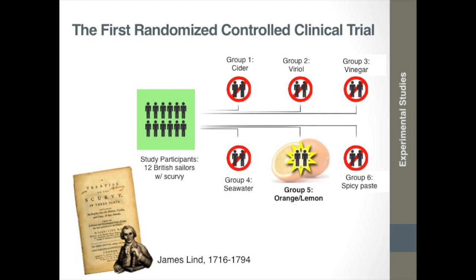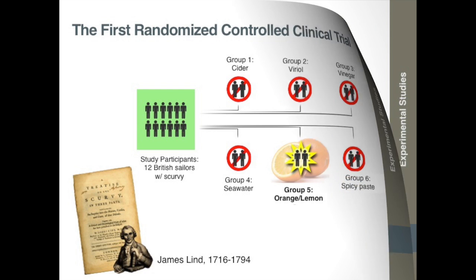James Lind was a Scottish clinician who conducted the first RCT in 1747 about the role of citrus fruits in treating scurvy. He selected 12 sailors, all suffering from scurvy, and divided them into 6 pairs, and gave them different additions to their basic diet for a period of 2 weeks. And then he examined how many of them improved after a follow-up period.